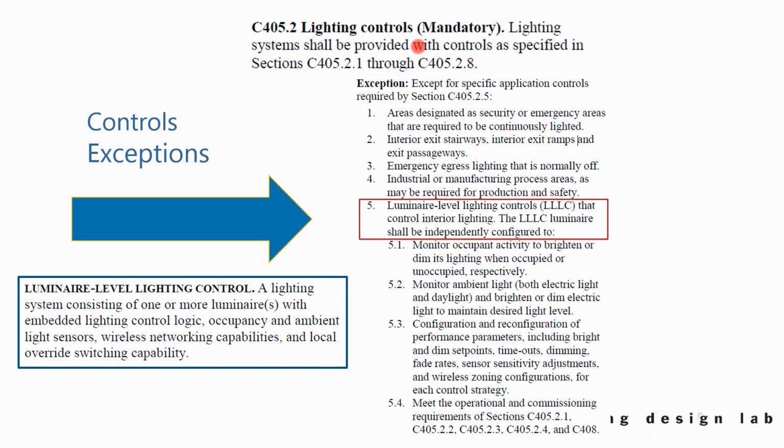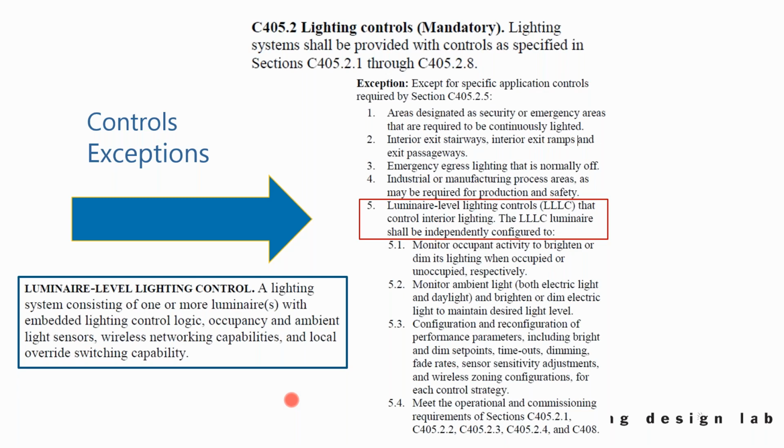So controls are mandatory, but a big exception, although it's not a real exception, is if you're doing luminaire level lighting control, LLLC. And that's defined as a lighting system consisting of one or more luminaires with embedded lighting control logic, occupancy and ambient sensors, wireless network capabilities, and local override switching capability. So each fixture has its own controls. That could never happen. But guess what? We're used to putting controls on individual fixtures, so it's not like it's never been done before.